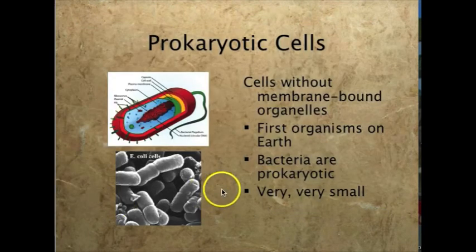Two different cell types that we're going to talk about here are prokaryotic cells, and then eukaryotic cells. Pro is the prefix meaning before, and karyot refers to cell, so these are some of the earliest cells. They have no membrane-bound organelles, and they are the first organisms on Earth. They are very, very small. They're very hard to see, even with the microscopes that we have. An example of prokaryotic cells that are still around today are bacterial cells. So all bacterial cells are prokaryotic.